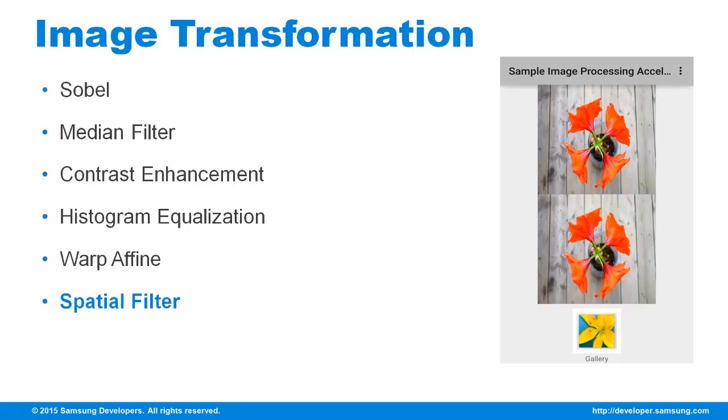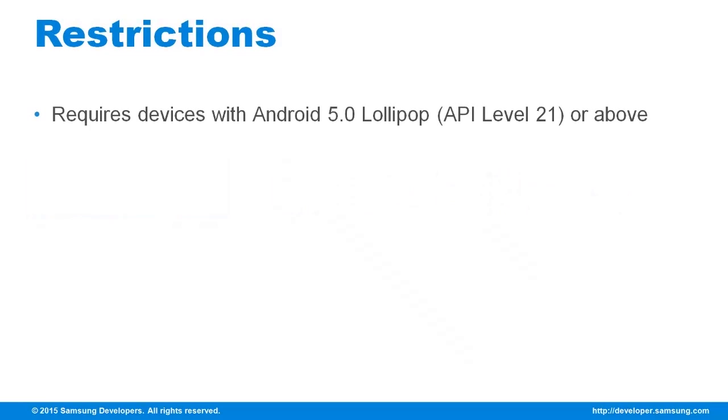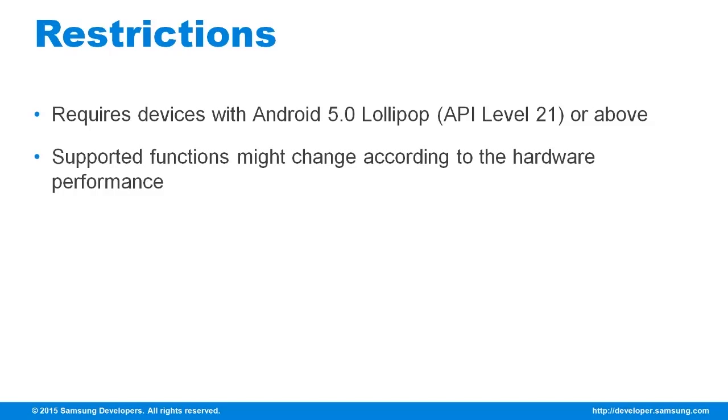With all these great features ready to be showcased, please remember that the Camera SDK requires Android 5.0 Lollipop, API level 21 or above. Also, supported functions might change according to the hardware performance.